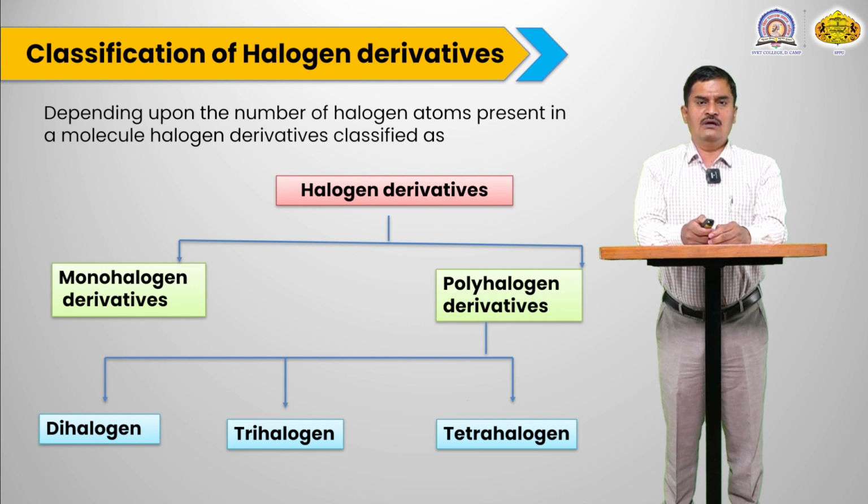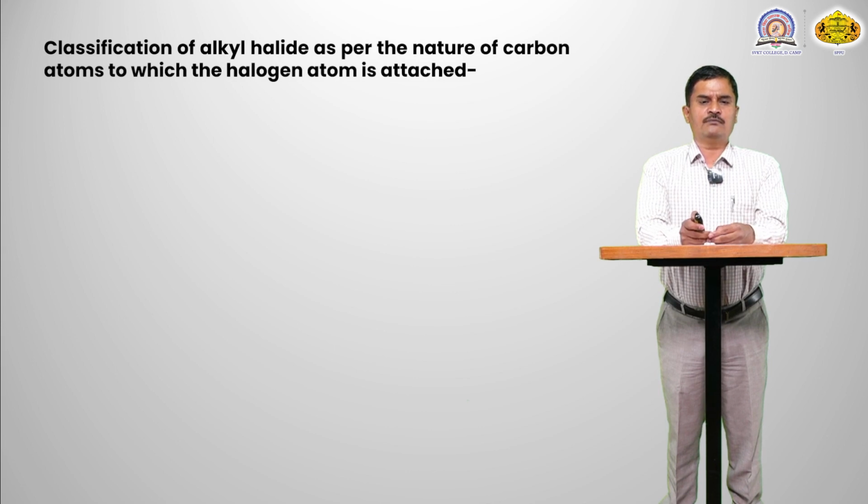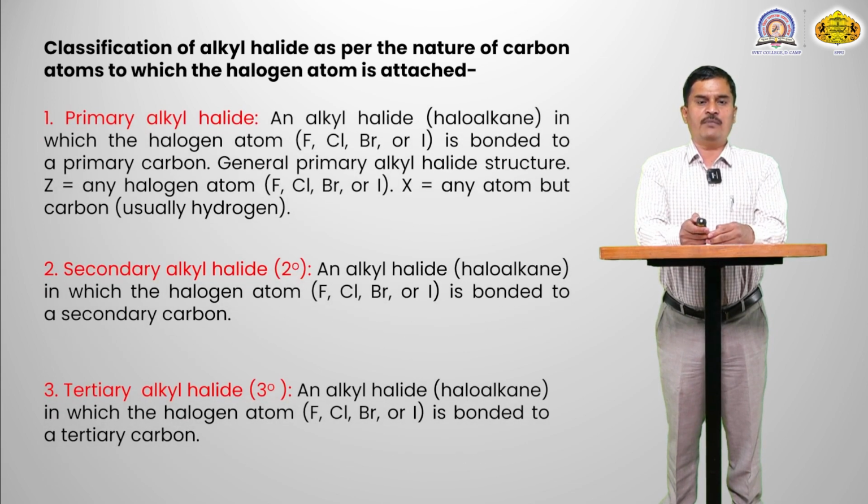Dihalogen means two halogen atoms are present in the molecule. Trihalogen means three, and tetra means four halogen atoms are present in the molecule. So this classification depends upon the number of halogen atoms present in the molecule. Another classification depends upon the nature of the R group, meaning the halogen atom is attached to a primary, secondary or tertiary carbon.